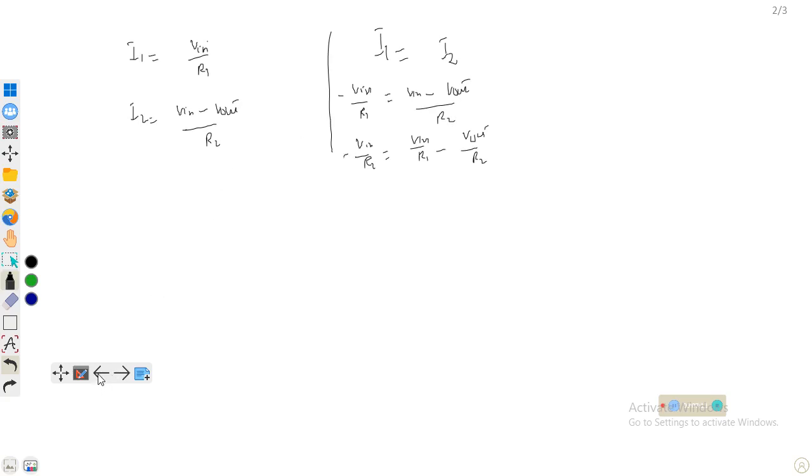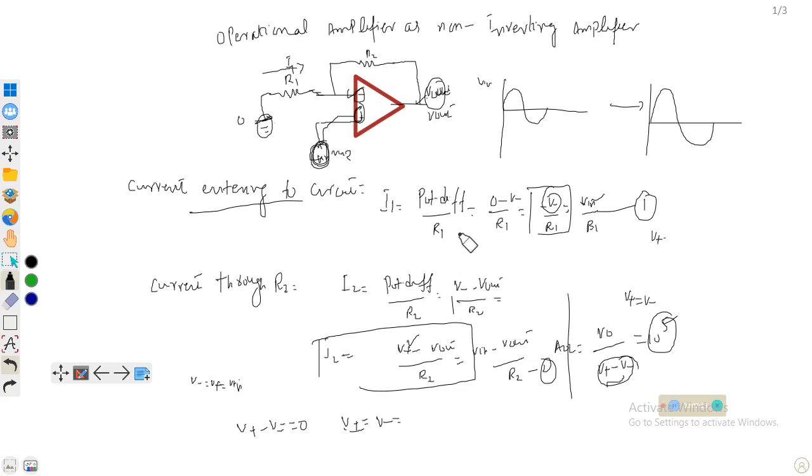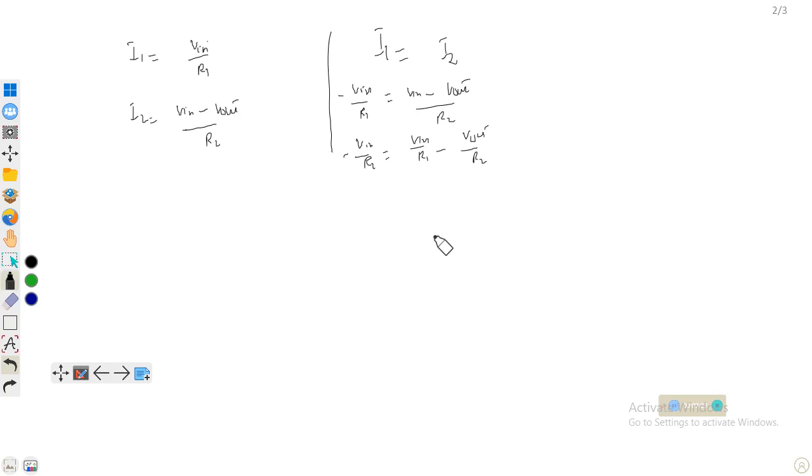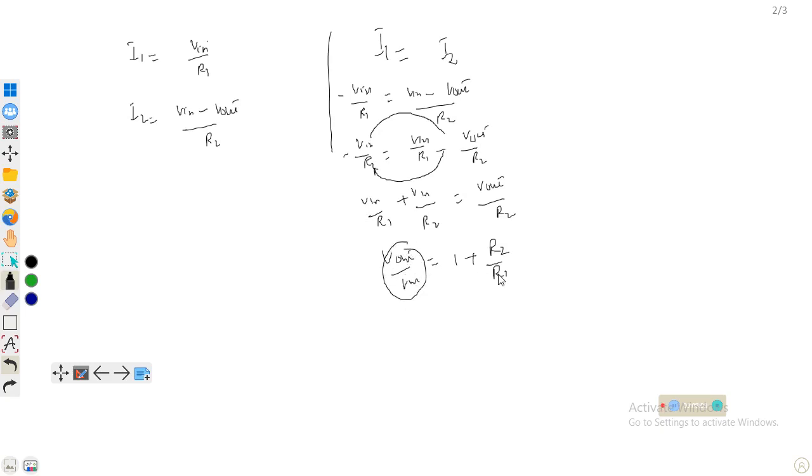If we look back, yes, there was this minus sign, so we have to place this minus sign. Now if this term goes to the other side, this will become V input over R1 plus V input divided by R2, which should be equal to V output over R2. Taking the LCM, V output over V input will be equal to 1 plus R2 over R1. Here we can see that the ratio of output to input voltage is equal to 1 plus R2 over R1.